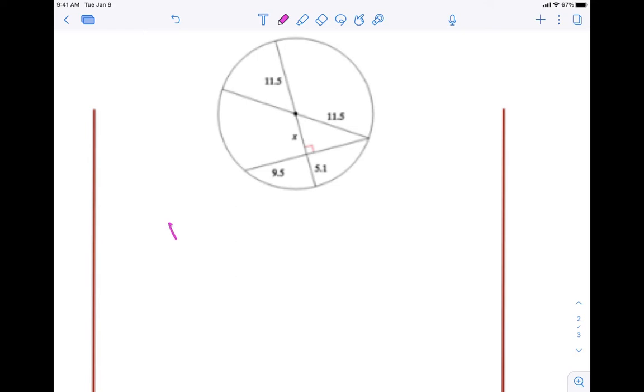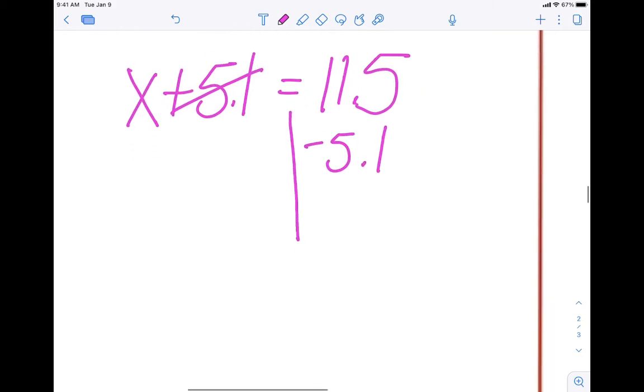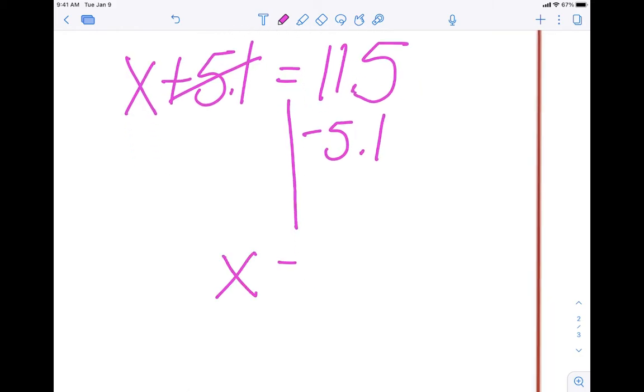So this x plus that 5.1 is equal to 11.5. Look at that. So let us solve. Let's move minus 5.1 over. So I get x is equal to 11 minus 5 is 6, and 5 minus 1 is 4. 6.4. And there you go.